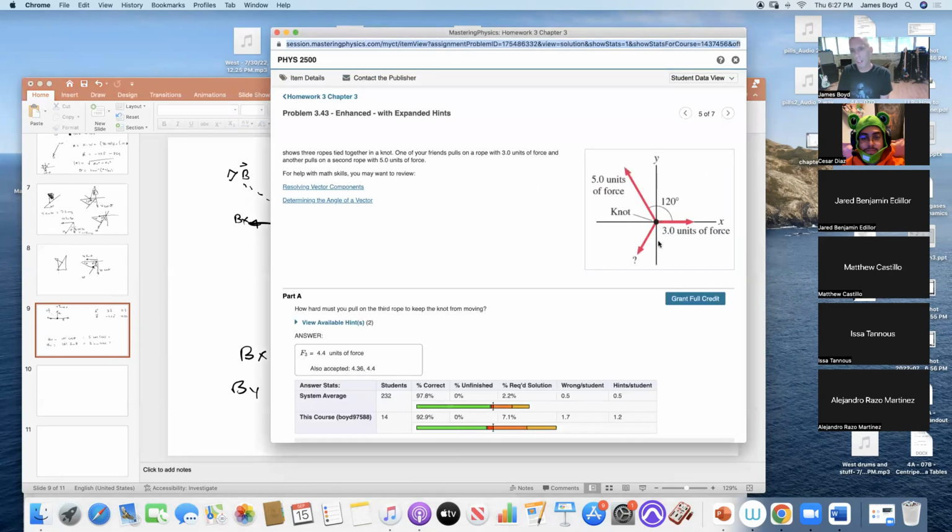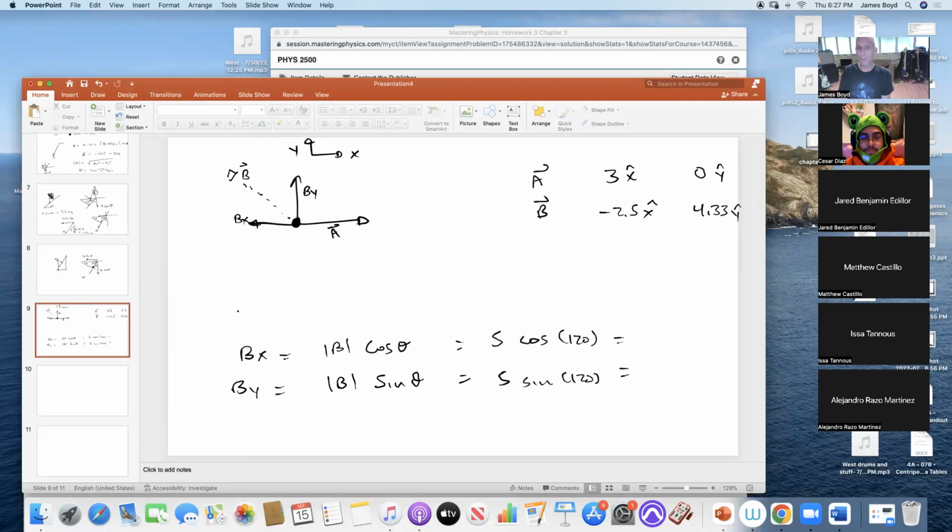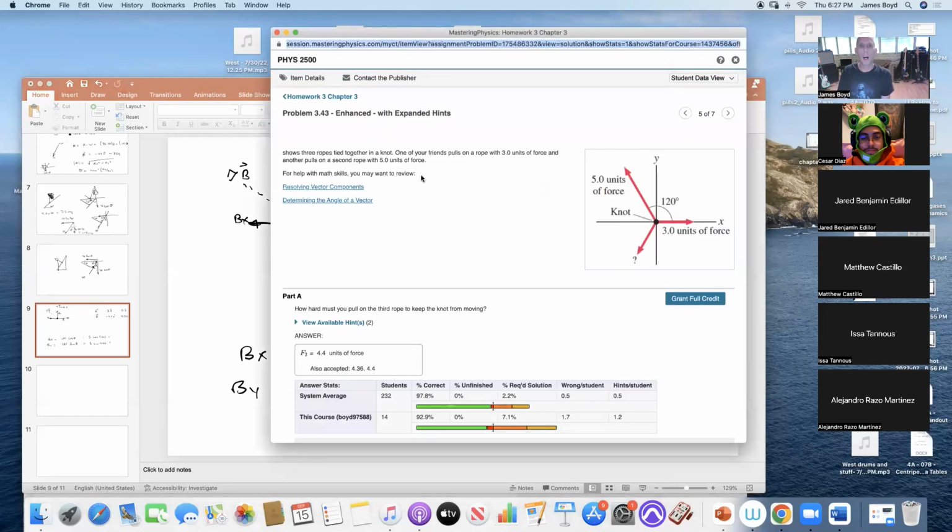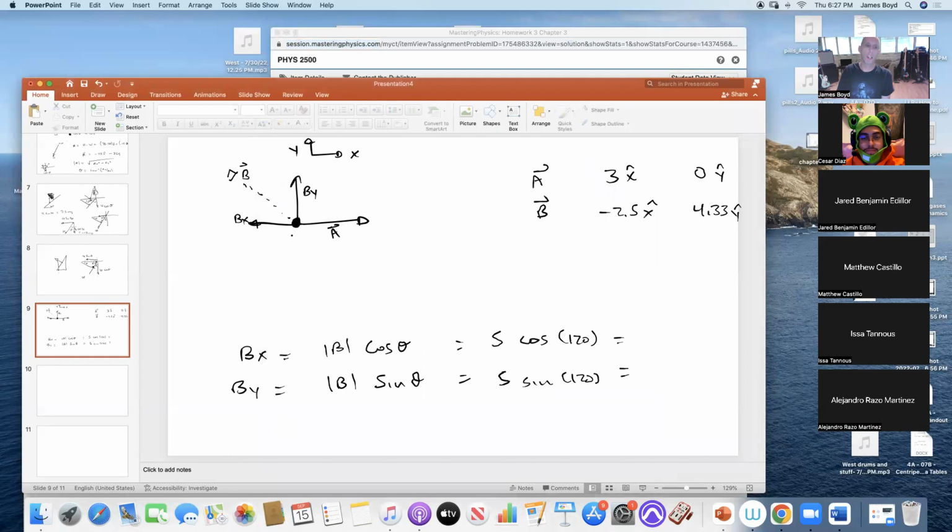Finally, we have this third one that we don't know the angle, and we don't know the components. So how are we supposed to find them? Well, she says that we show 3 ropes tied together. One of your friends pulls with 3, another pulls with 5. How hard must you pull to keep the knot from moving? So our CY and our CX should point this way. Okay, the magnitude of C at whatever angle it will be is going to be the square root of the components. How are we going to find those components?